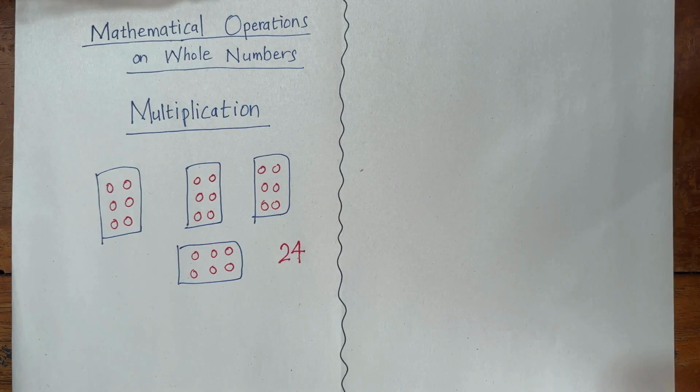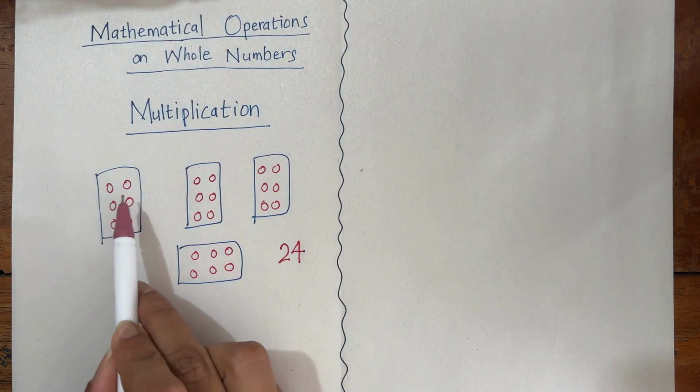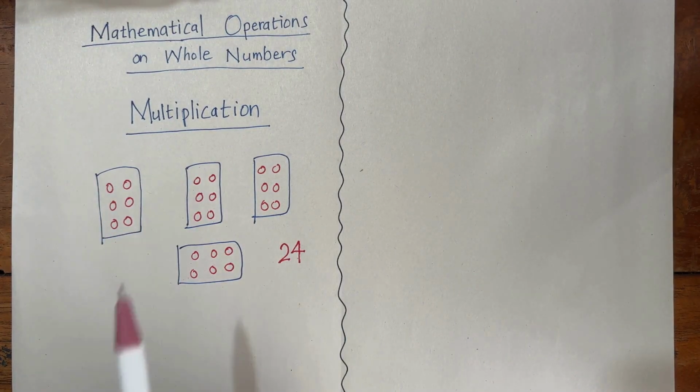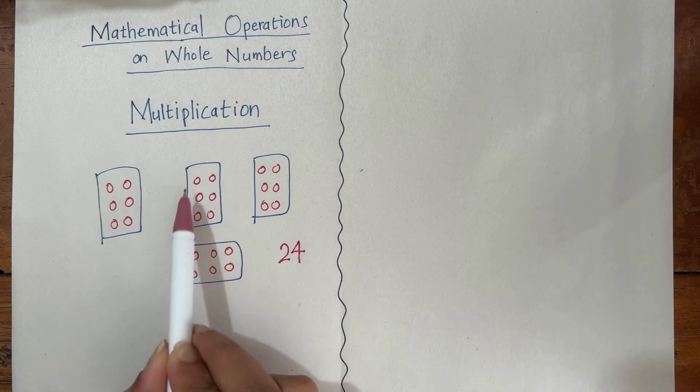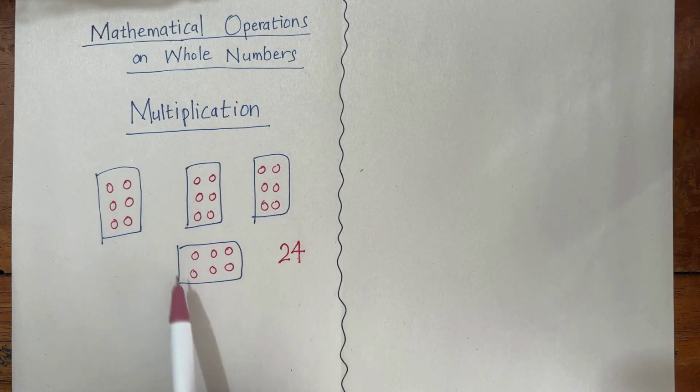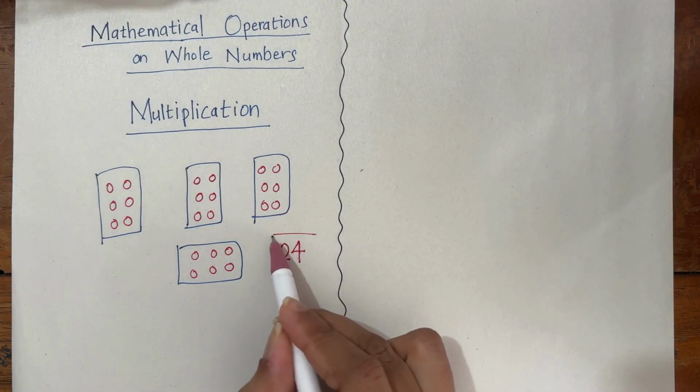What actually happened here? We have 6 candies in one packet and we have 4 packets of them. So that means 4 times 6. So what is the value of 4 times 6? It's 24.